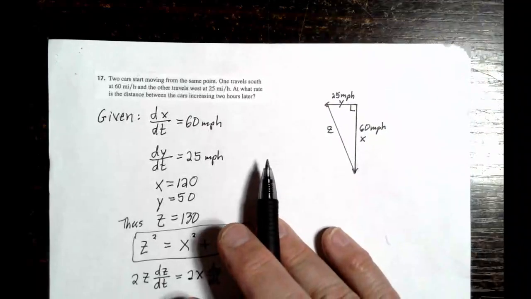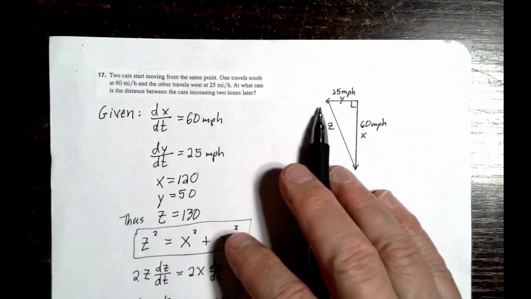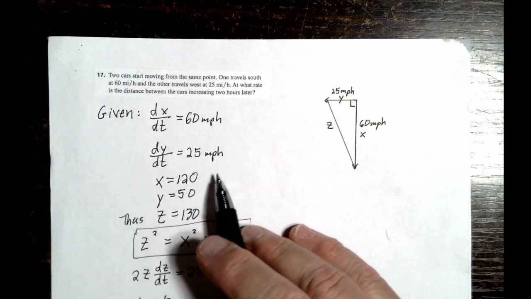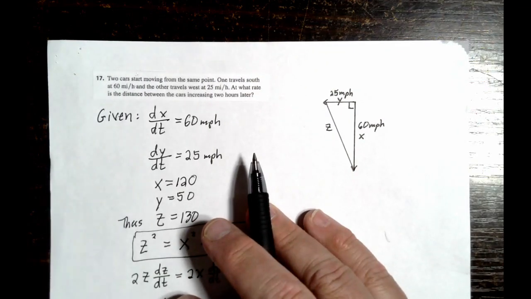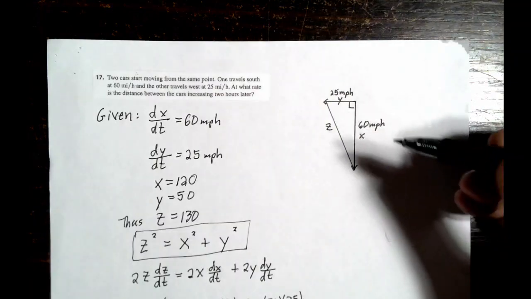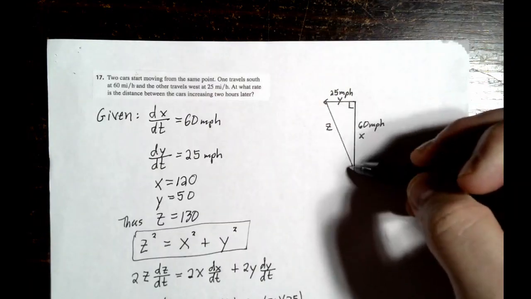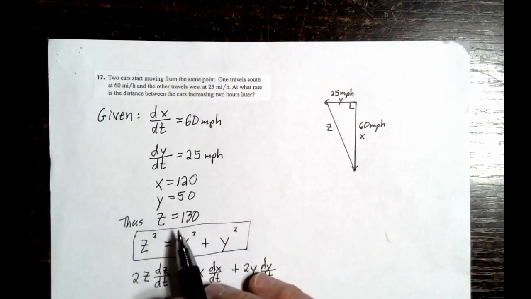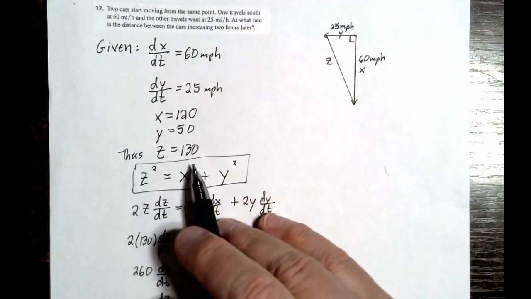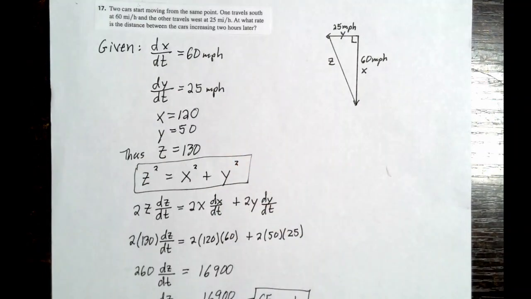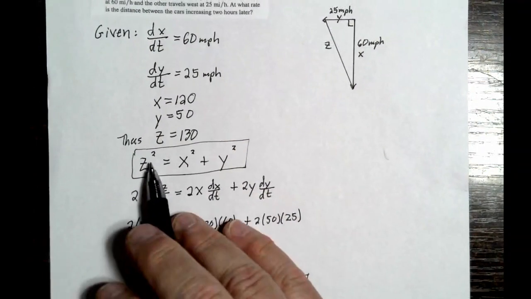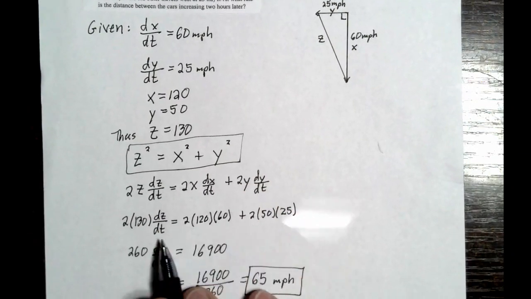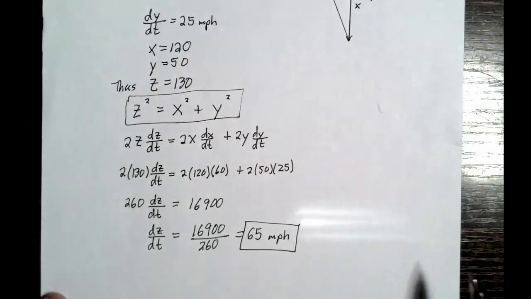Alright, number 17, the rate of change of y and the rate of change of x. They're asking at what rate is the distance between the cars increasing at 2 hours, so we're looking for the rate of change of z. Well, when they give us y and they give us x, we can figure out what z is just by Pythagoras, so we get x, y, and z. And we have x prime, y prime, we just need to figure out z prime. So we get 2z z prime, 2x x prime, 2y y prime, and you plug in 5 out of the 6 that you know, and you get your answer.